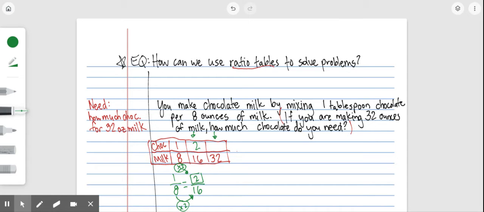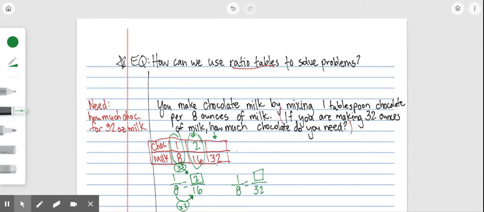Okay. All right. Now the last one has 32 as the number of ounces of milk. I can either use this original ratio, 1 to 8, or I can use 2 to 16. It doesn't matter. They will both get me there. It depends on which one you see the relationship with. Okay? I'm going to use the original ratio. I'm going to use 1 tablespoon of chocolate to 8 ounces of milk. And I'm going to again set it up with 32 on the bottom and a little box on the top.